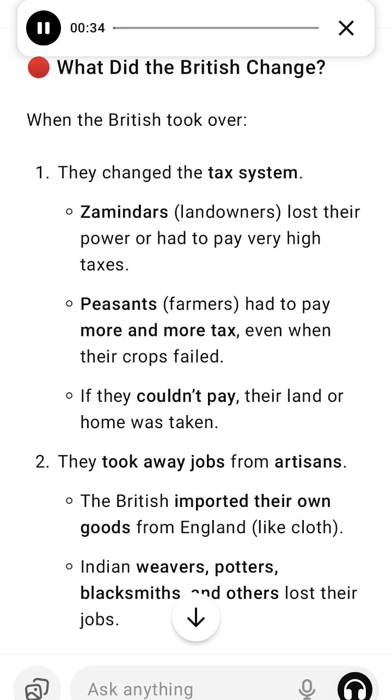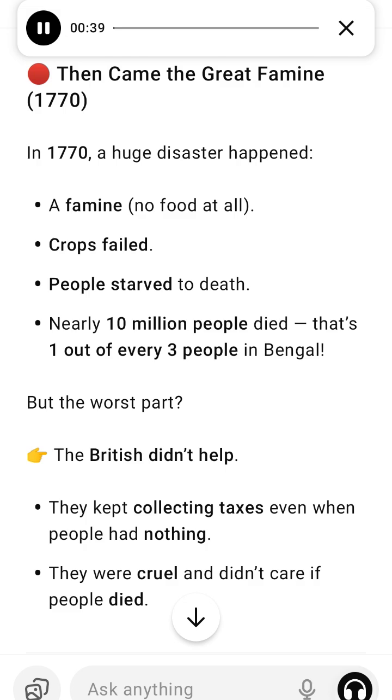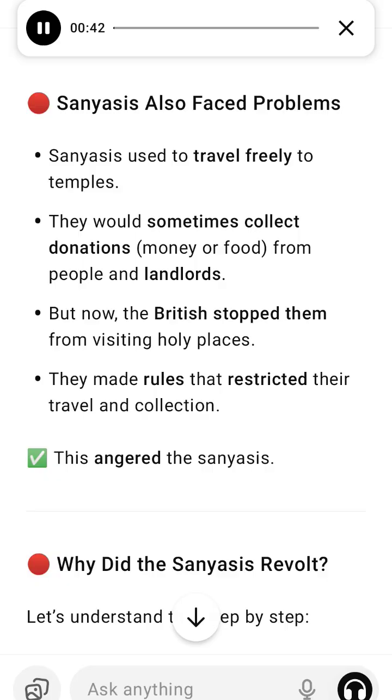Region: Bengal and parts of eastern India. Time period: mainly between 1763 and 1800. Leaders: no single leader. Groups of Hindu monks, sannyasis. Background: what was happening in Bengal?